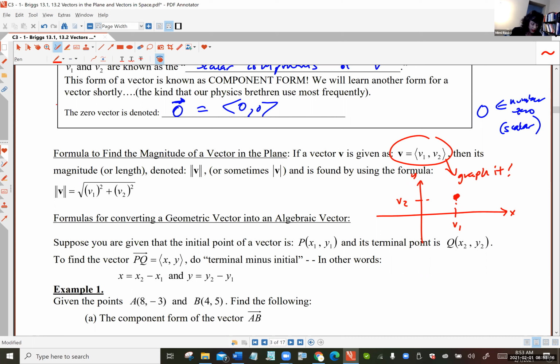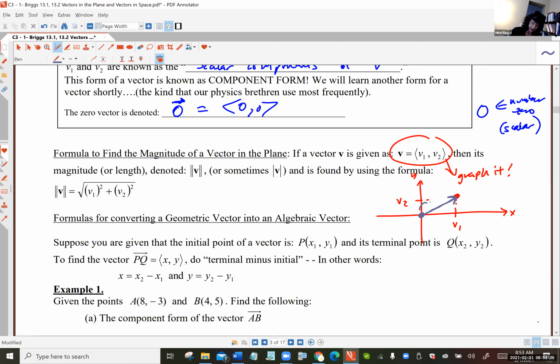And then to draw the vector V1, V2, you would start here at the origin and then draw a directed line segment so that the arrow ends up at the point V1, V2. That's all. And there, I just drew the vector V1, V2.